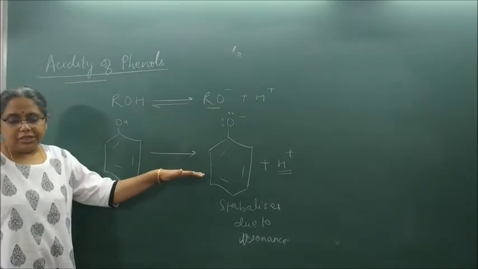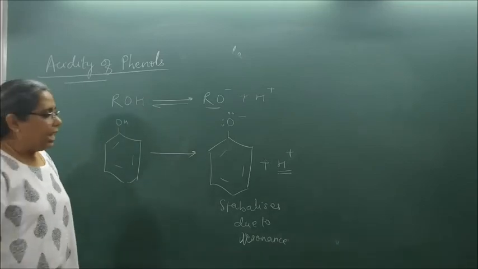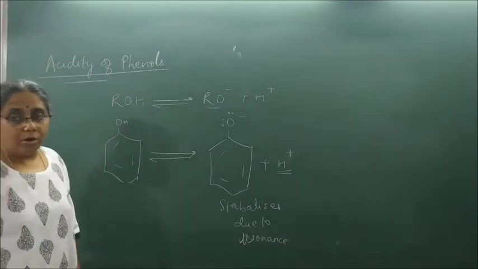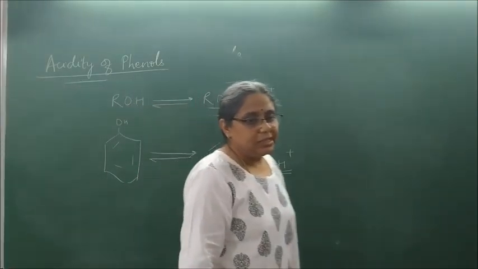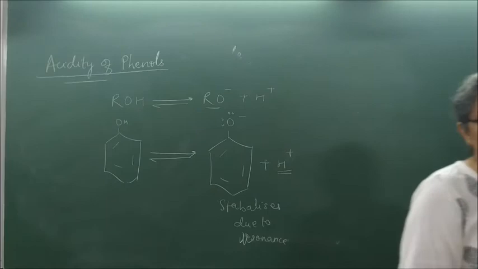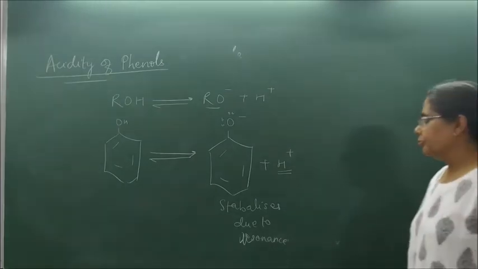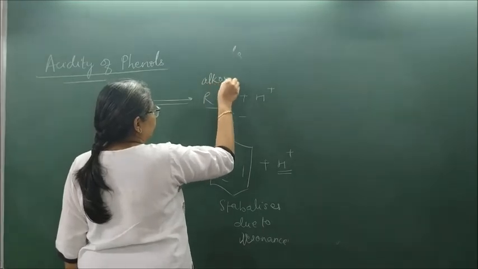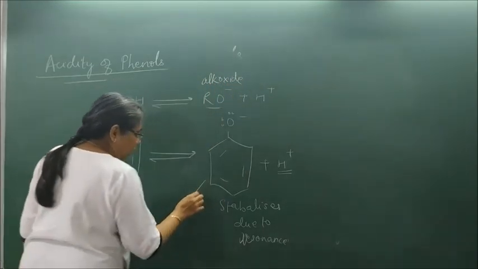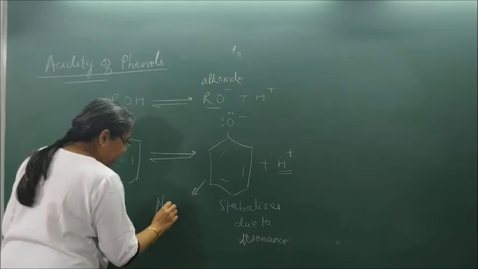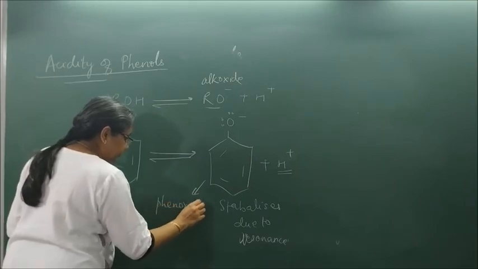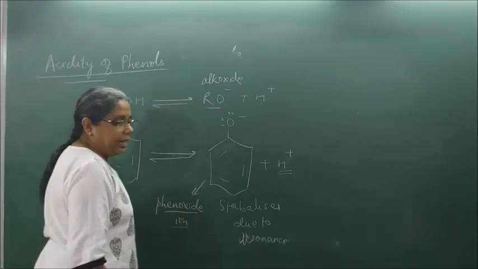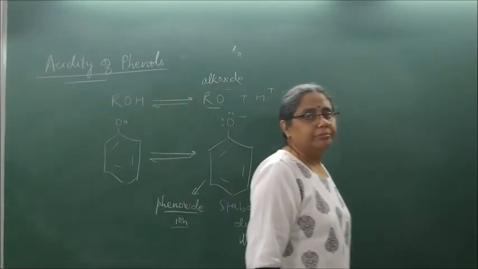C6H5OH gives C6H5O negative and H plus. Make it a reversible arrow because they are all weak acids. C6H5O negative plus H plus. This is what ion? This is alkoxide ion. This is what ion? This is called phenoxide ion. Alkoxide and phenoxide ion.